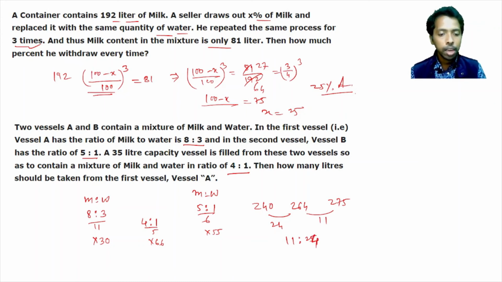A 35 liter capacity vessel is filled from these two, right? So 11:24, total is already 35. So this is 11 liter and this is 24 liter. What is asked is how many liters should be taken from the first vessel A, that is 11 liters. So our answer is 11 liter, right?